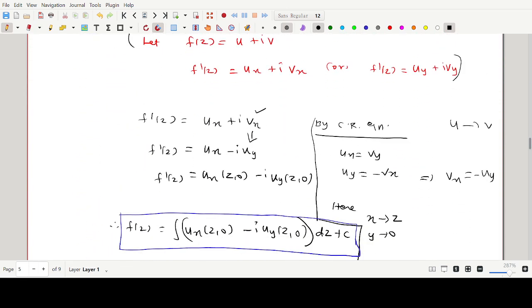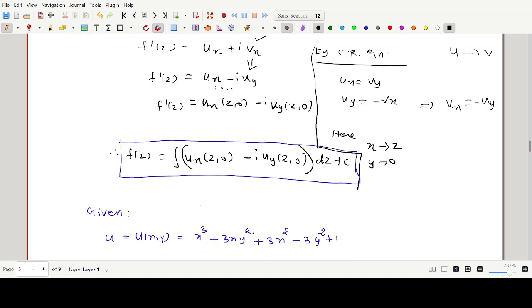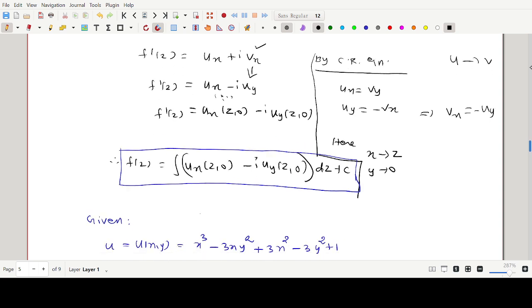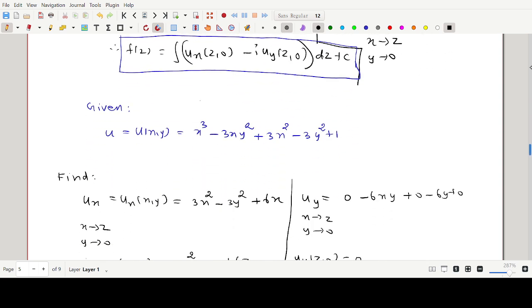After that, in ux, which is a function of x comma y and is the first derivative with respect to x, in the place of x I replace z and y with 0. So I get f dash of z. If you want f of z, integrate once. This is the general formula I mentioned, and by this formula I get the corresponding f of z.